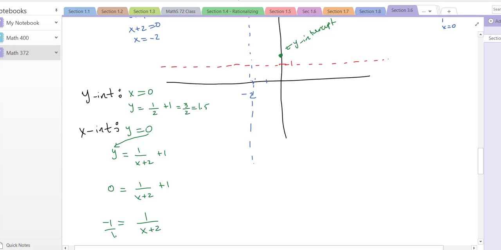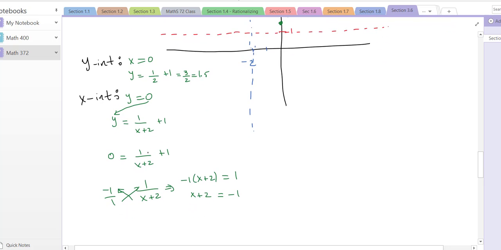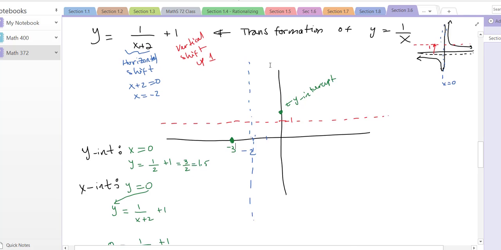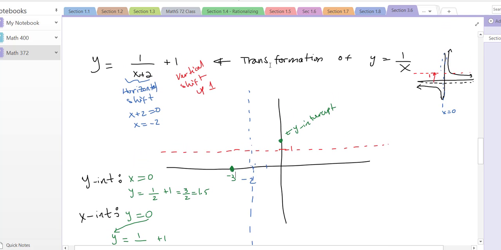And now you can think of it as almost like cross multiplying or taking reciprocals. So you can say that negative 1 times x plus 2 is equal to 1. Divide by negative 1. And now subtract 2 from both sides. So x equals negative 2 minus 1, which is negative 3. So I'm going to have my x-intercept over here at negative 3. Just finding the intercepts is really nice because it allows me to sort of place my graph.